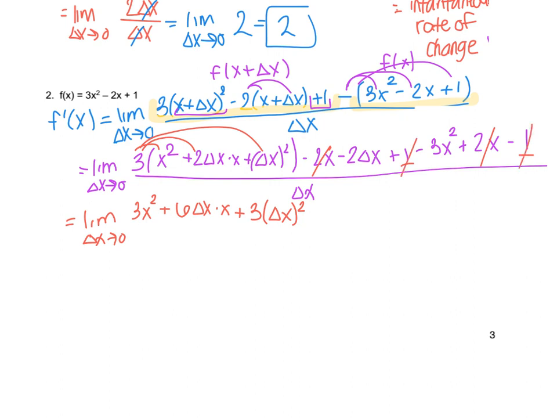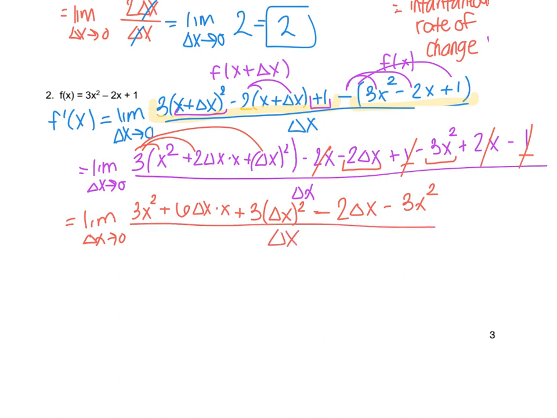So the only two things I have left to write for my numerator are minus 2 delta x and minus 3x squared. So that sign in front of it comes with it. So negative 2 delta x and negative 3x squared. Okay, and that's all over delta x still.